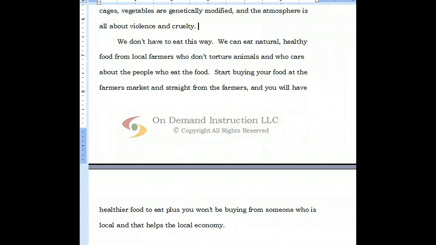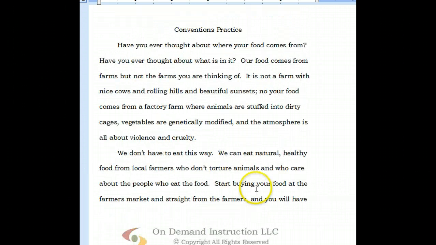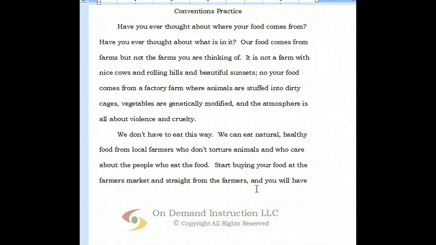Start buying your food at the farmer's market and straight from the farmers, and you will have healthier food to eat. Plus, you won't be buying from someone who is, you probably will be buying from someone who is local, and that helps the local economy. So we've got lots of great information here, but none of that information would really have gotten through to the reader because there were so many mistakes in there that it was just impossible to read.